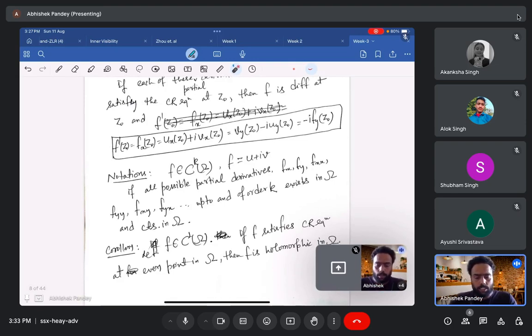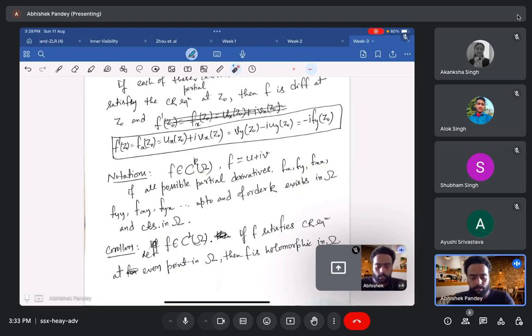I will just write a notation. f belongs to C^k(omega) means that all possible partial derivatives f_x, f_y, f_xx, f_yy, up to the order k, exist in omega and are continuous in omega. Then we say that f belongs to this class C^k(omega). So let f belong to C^1(omega). If f satisfies the CR equation at every point in omega, then f is holomorphic in omega.